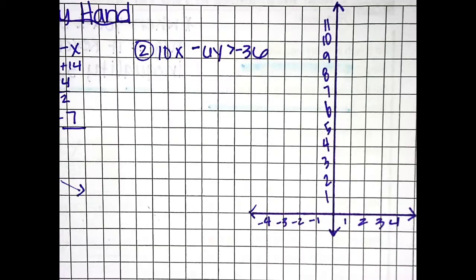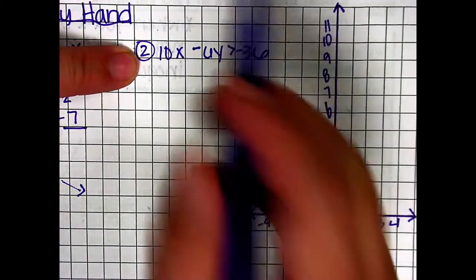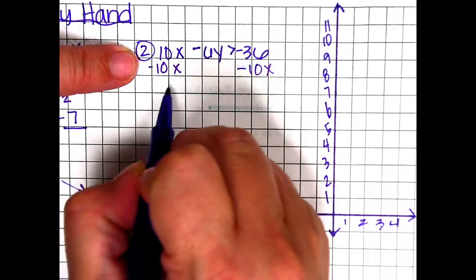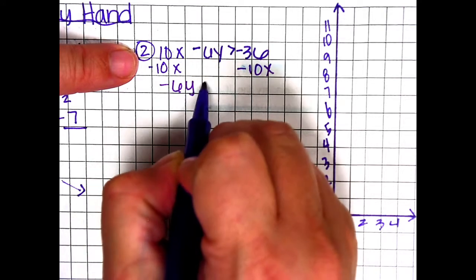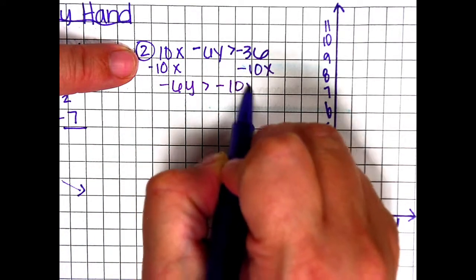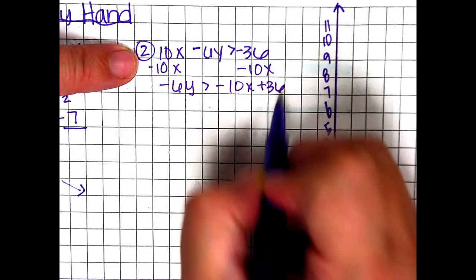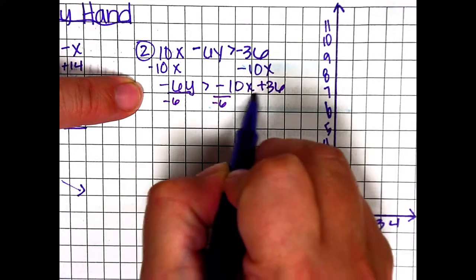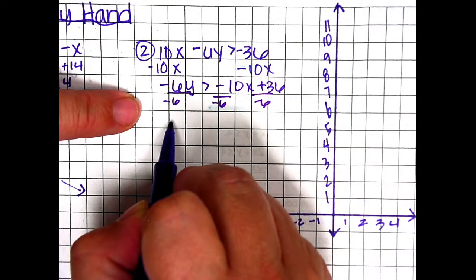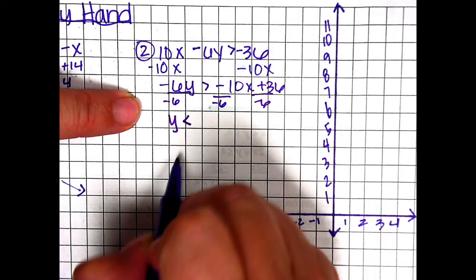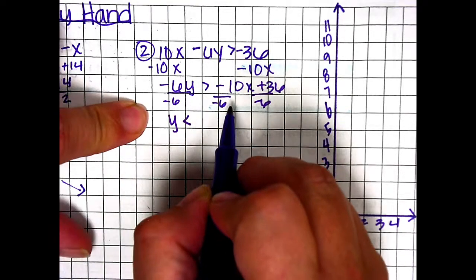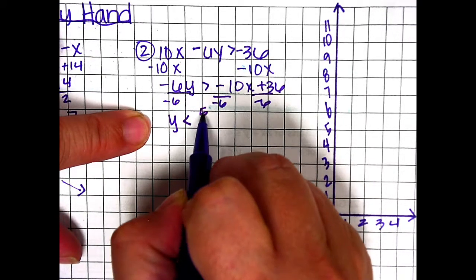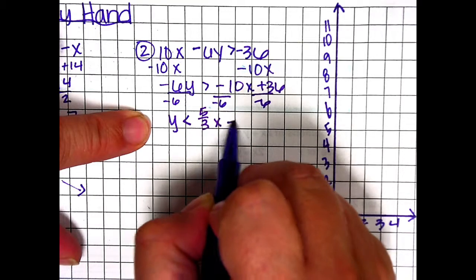On number 2, the first thing I have to do is subtract 10x. So I have negative 6y is greater than negative 10x plus 36. I'm going to divide by negative 6. So y is less than, remember the sign had to reverse because I divided by a negative, 5/3 x minus 6.